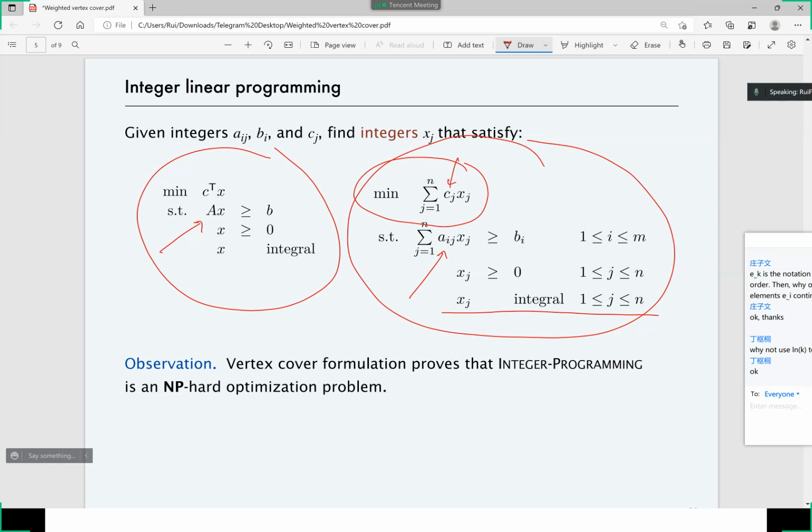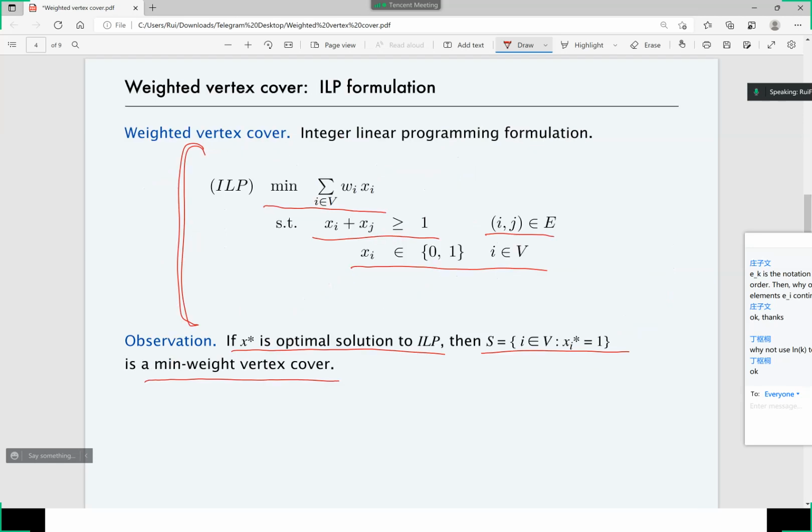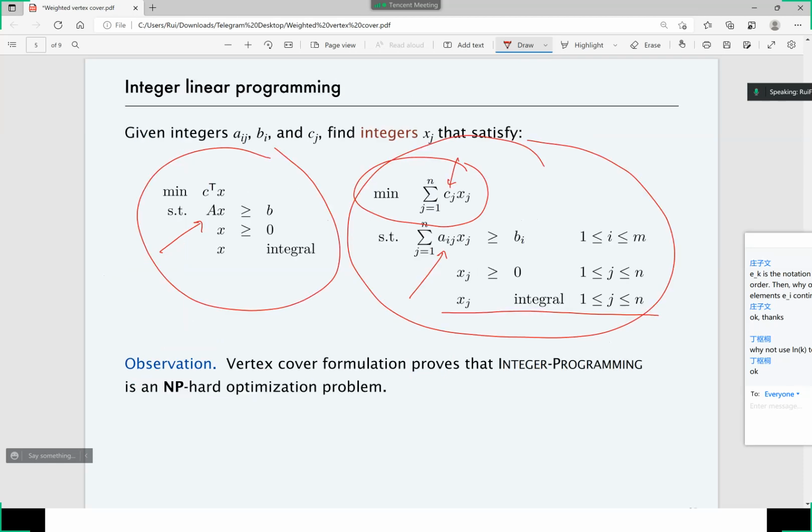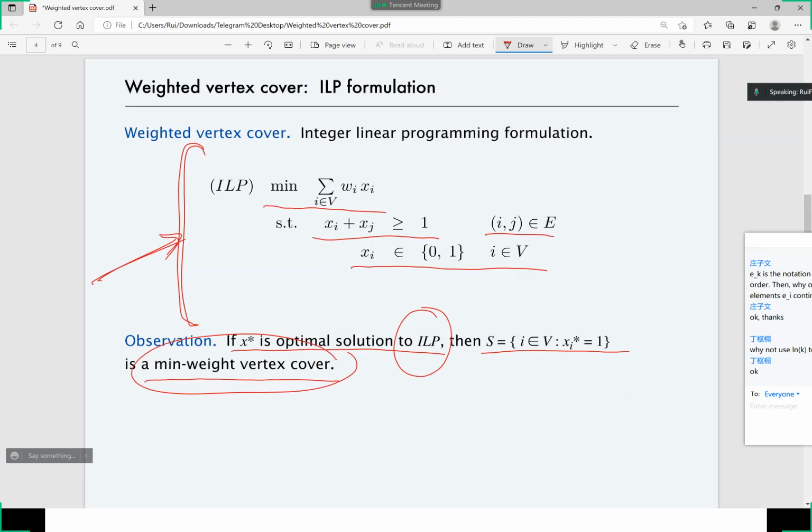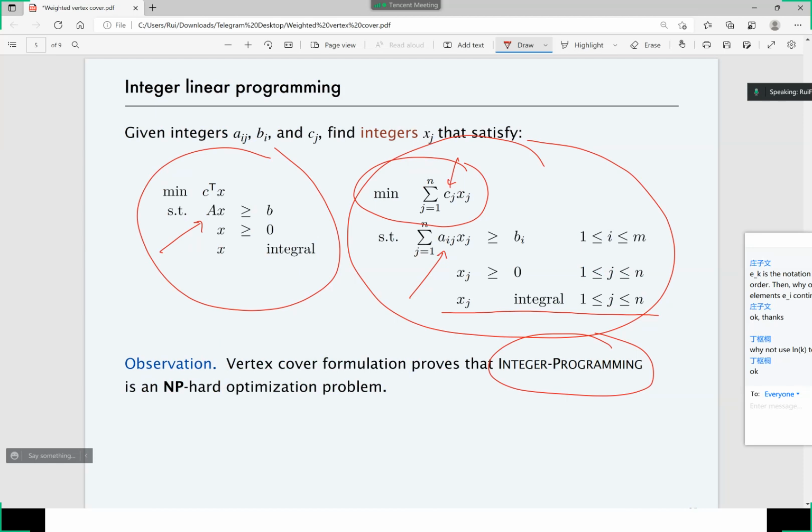So what we see is that if you can solve this particular ILP optimally, then you can solve vertex cover optimally. And we know that vertex cover is NP complete. That means that solving this particular ILP is also NP complete, because it's equivalent to solving vertex cover. And that also means that solving general ILPs is NP complete, since even solving this one particular ILP is NP complete.